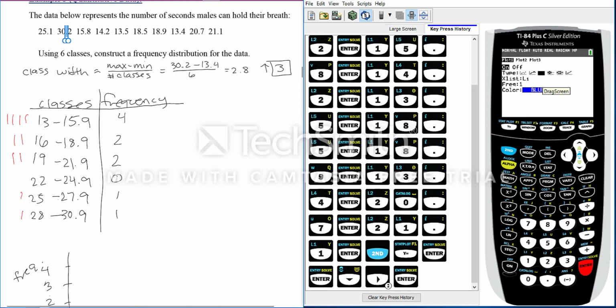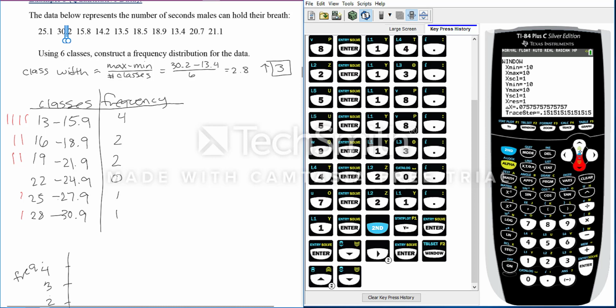Then we're going to go to window, and under the window we're going to tell the calculator where my x-axis should begin, where it should end, what's the scale that it should be using, what's the y minimum, what's the y maximum, and what's the scale that we should be using for the y-axis. Don't change any of these last three.